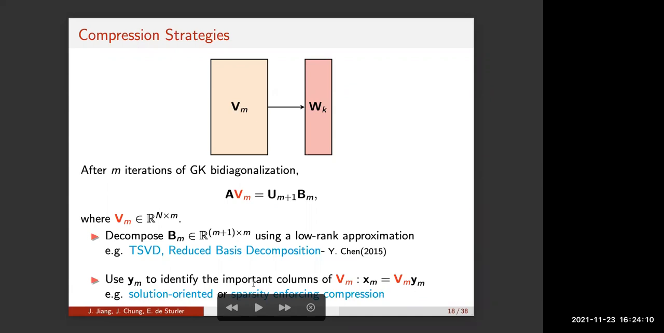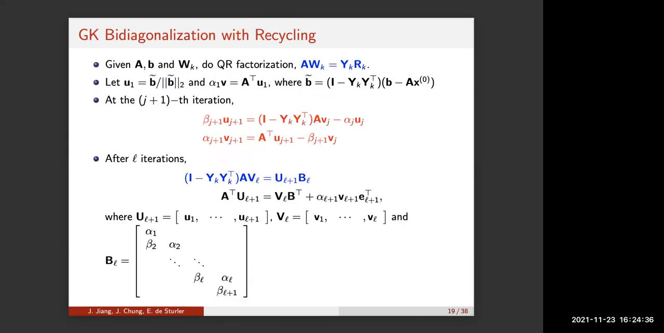We call this solution-oriented or sparsity enforcing compression. The second one means we solve the projected problem sparsely, which means the projected solution y_m is more sparse. So it will be easier for us to identify the more important columns if we use this way. After that process, we can compress the matrix V_m to W_k.